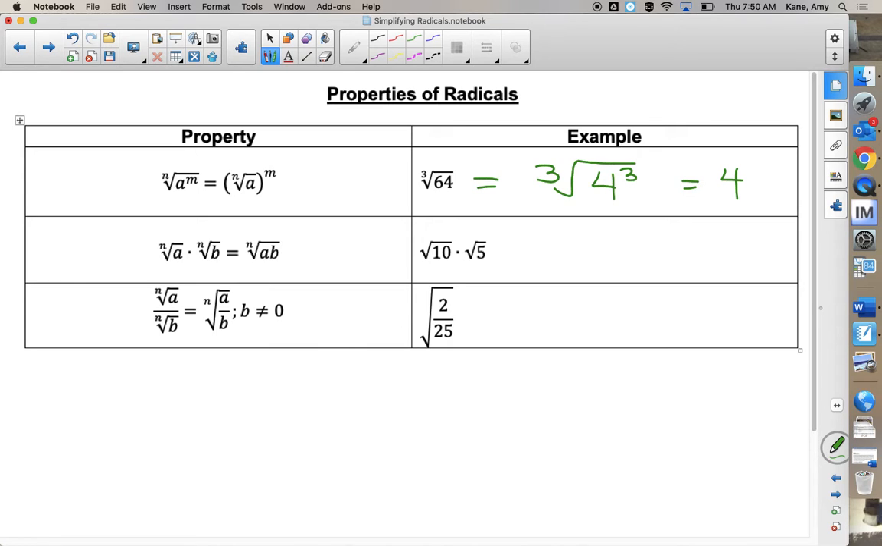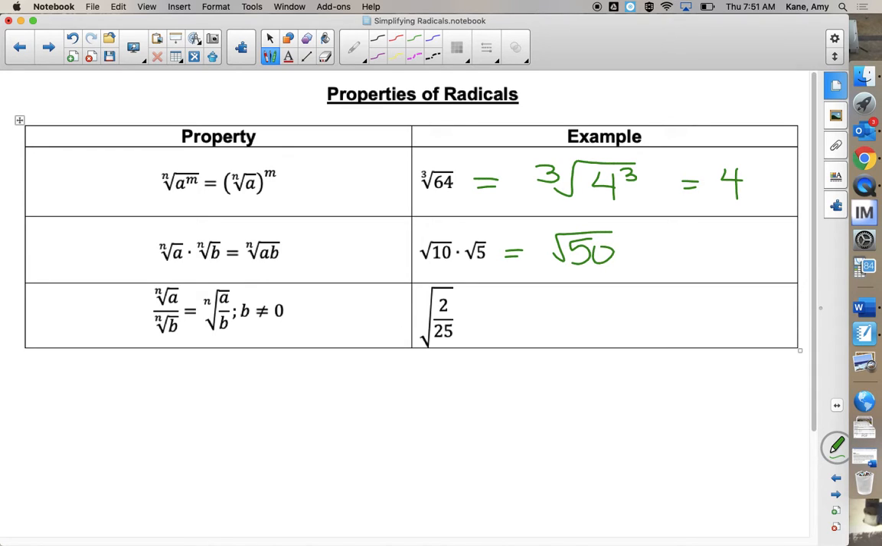The second property is the multiplication property. So this is saying that if I have the same index, so if the little number on the chair of the radical is the same, then I can multiply those two values together. But they must be the same. So if I have a square root of 5 and a square root of 50, Michael, that would become the square root of 5 times 50, I guess I gave you the answer.